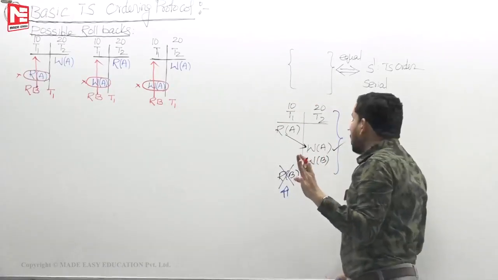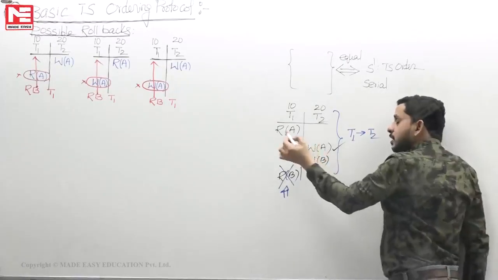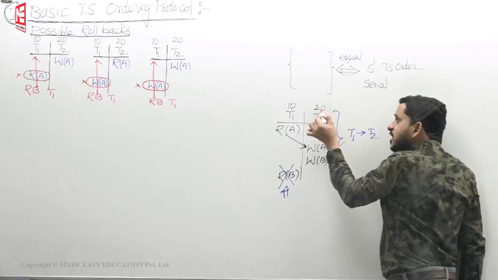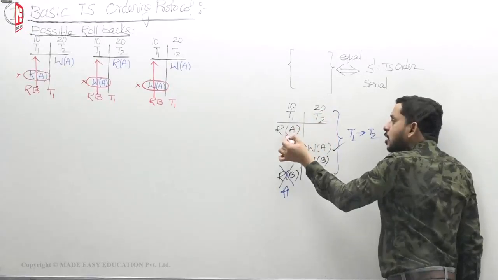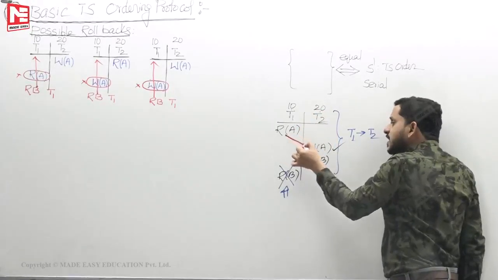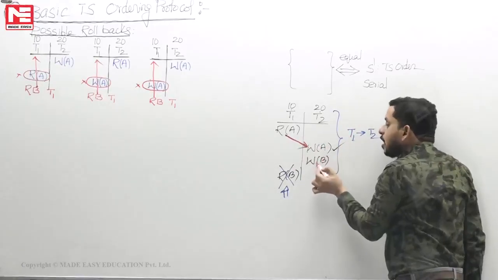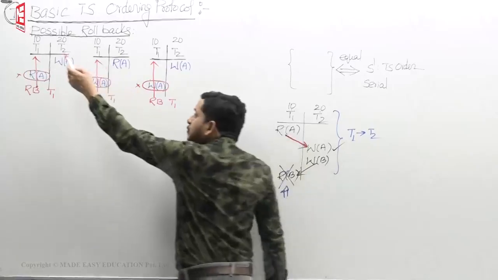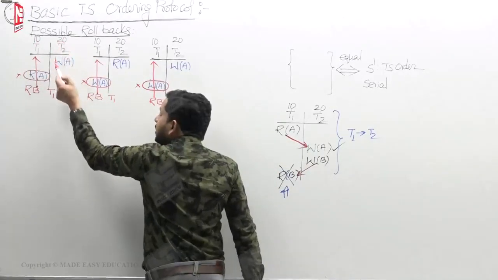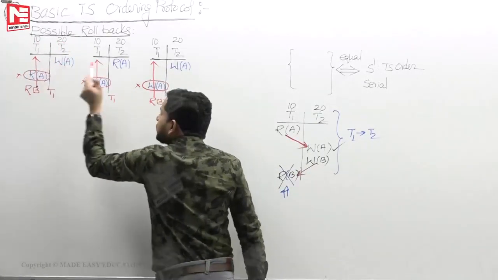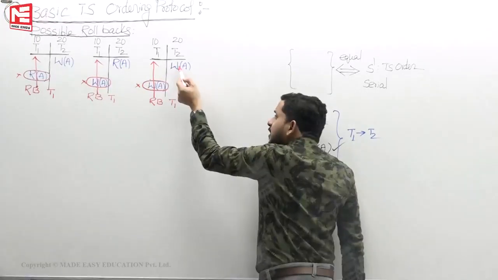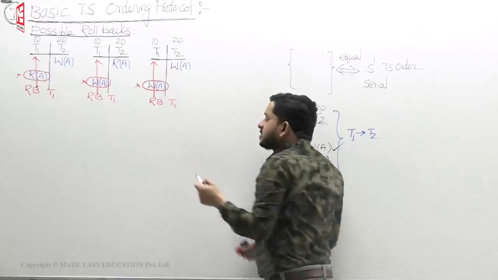It doesn't mean that conflict pairs are not allowed. If the timestamp value of T1 is 10 and the timestamp value of T2 is 20, the conflict pair of T1 preceding T2 is okay, no issue. But the conflict pair of T2 preceding T1 is not allowed. If the timestamp of T1 is 10 and T2 is 20, and T2 precedes T1, this read request is not allowed. T2 precedes T1, this write request is not allowed.